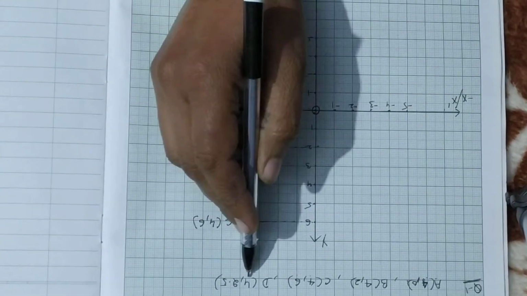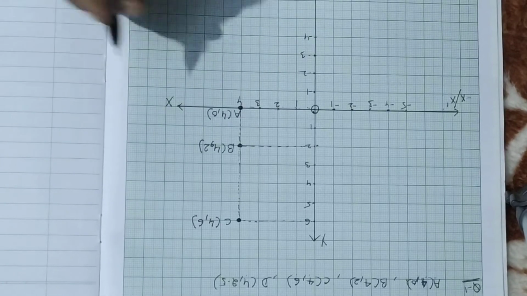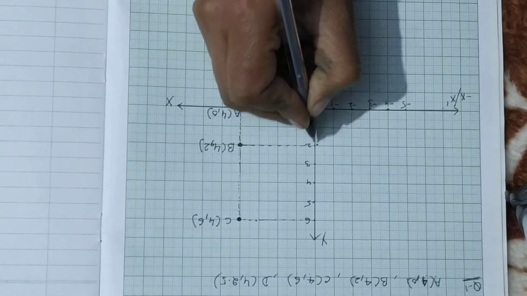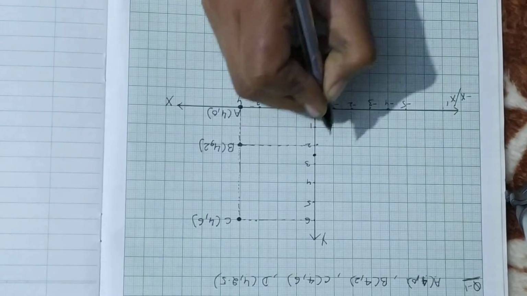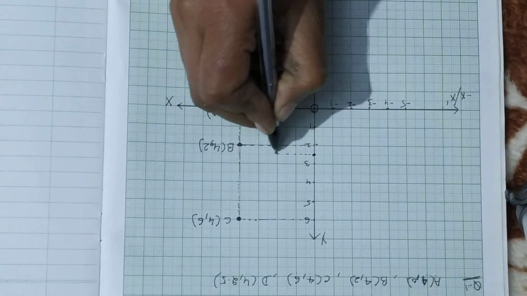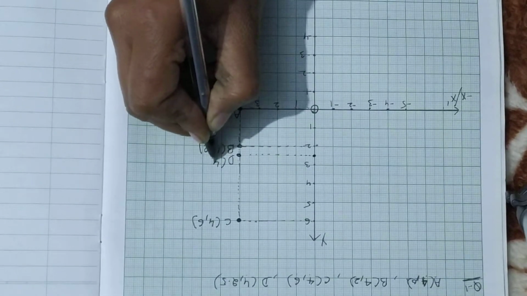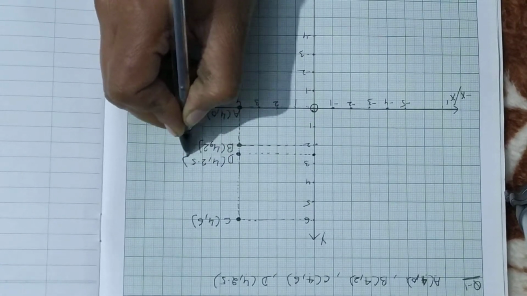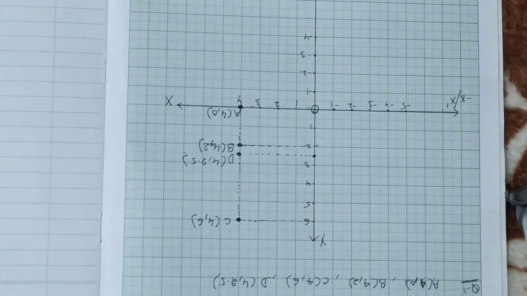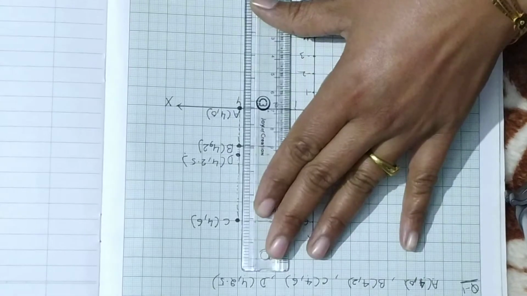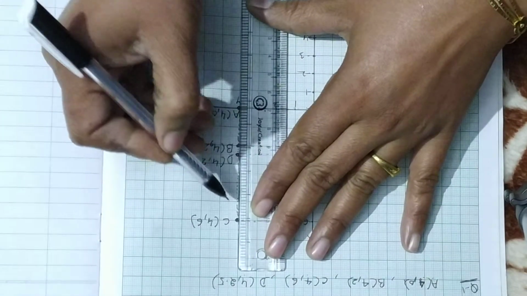Now the next point is D(4, 2.5). X is 4 and y is 2.5. 2.5 is the mid of 2 and 3. So this will be D(4, 2.5). Clear? Now join these points and verify whether they lie on a line or not.